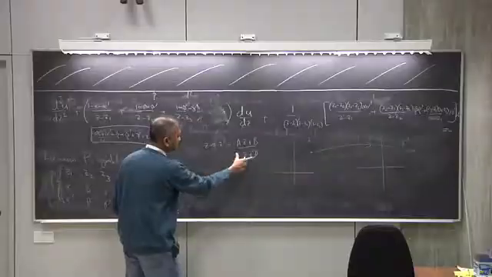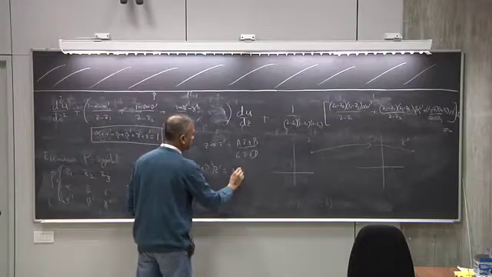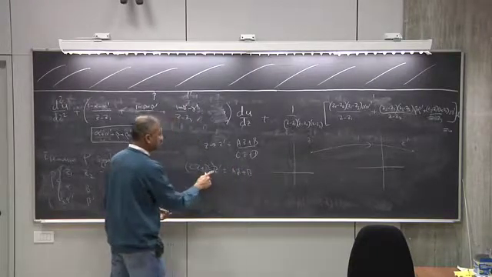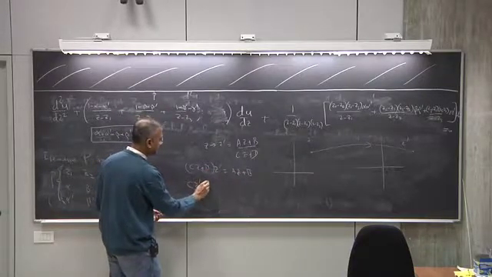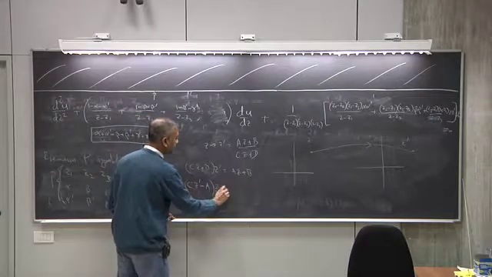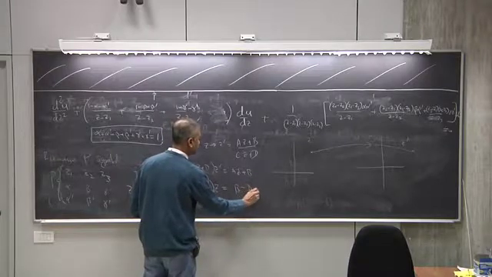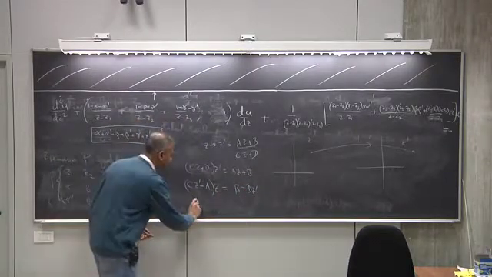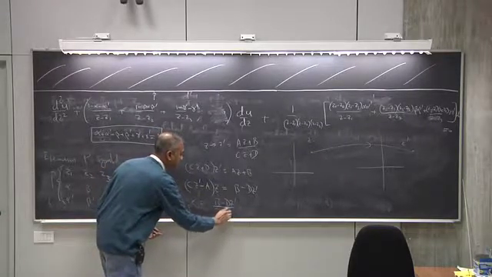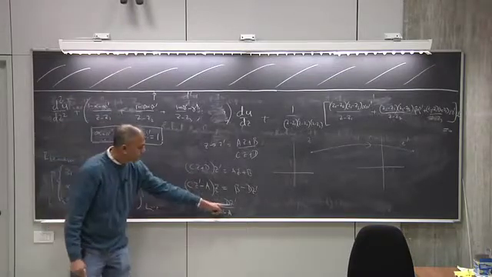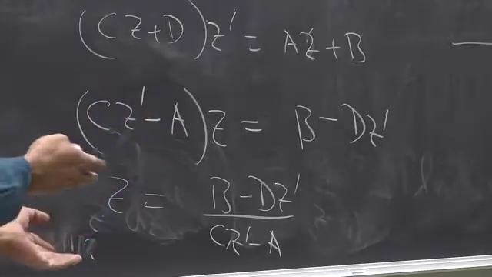So you can do that, multiply by C Z plus D. So (C Z plus D) Z prime equal to A Z plus B. And now collect all the linear terms in Z. So that becomes (C Z prime minus A) times Z equal to B minus D Z prime, right? And therefore Z is equal to (B minus D Z prime) divided by (C Z prime minus A). So give me a point in the Z prime plane, and I can use this formula to tell you what the point in the Z plane is.